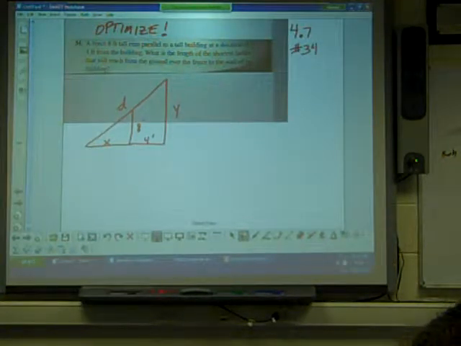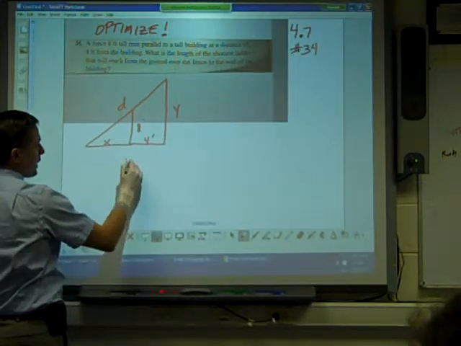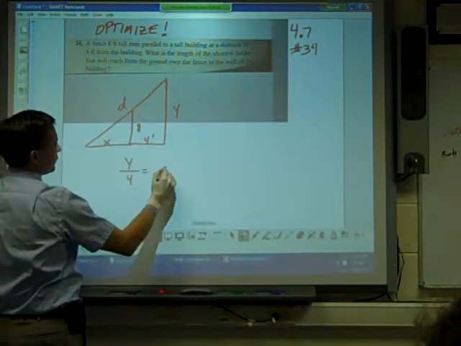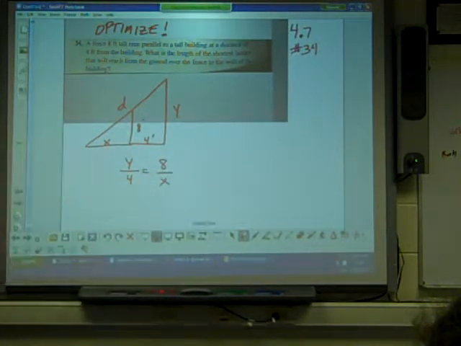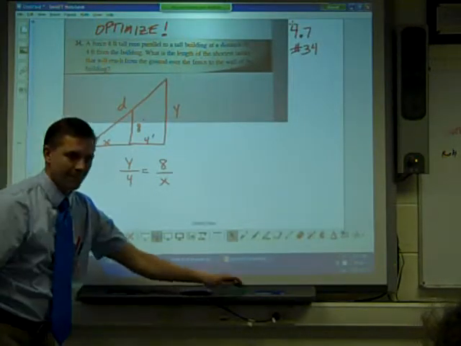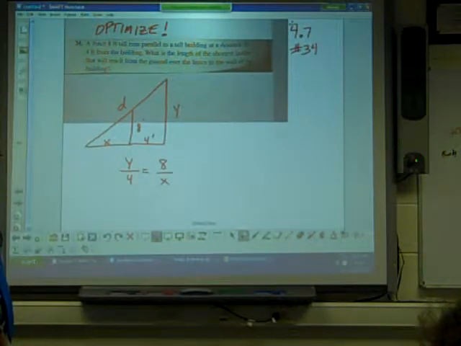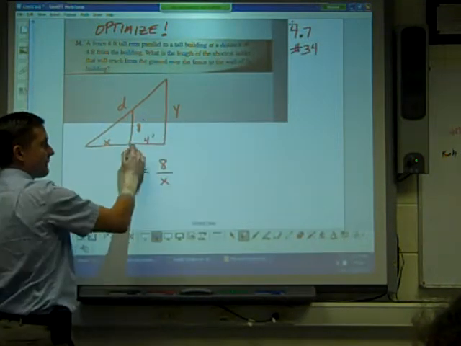All right, first thing I know is I can write a ratio here. Y over 4 is equal to 8 over X. I know that ratio is true for my relationship here. But what do I want? Don't you have to go 1 plus X? No, you don't have to. You can do it over the legs. Remember, we learned in geometry that you can just do the parts?